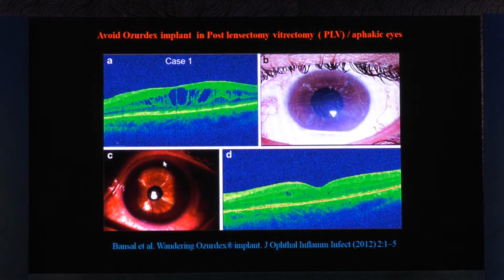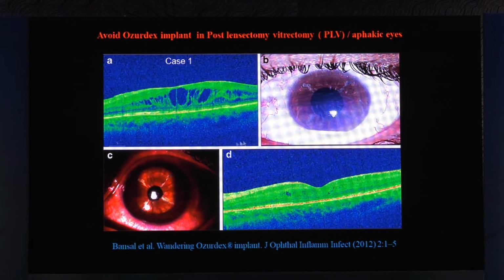So this is another, we were the first to publish that Ozurdex implants, if given in aphakic eyes, post-lensectomy, vitrectomy eyes, initially will definitely decrease the inflammation and resolve the macular edema, but after a period of a week or 2 or 3 weeks, the implant may wander between the vitreous cavity and the anterior chamber and may come into the anterior chamber, can cause high IOP, can cause corneal edema.